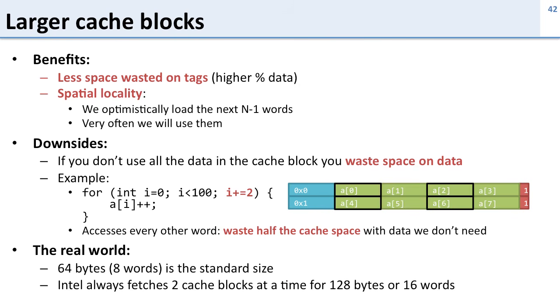So what happens in the real world? Well, almost everything today has 64 bytes as the standard cache line size. In fact, if you're on an Intel machine, you always get 2 cache lines every time you fetch 1. So every time you ask for 1 word of data, you're getting 15 other words at the same time.